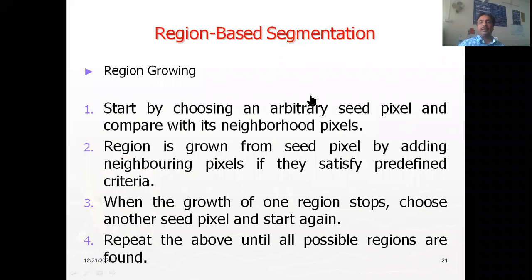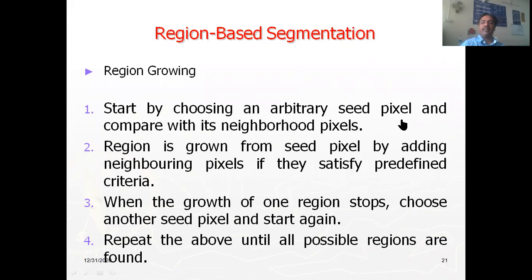Dear students, in the last video, we discussed the concept of region-based segmentation. There we discussed the region growing algorithm. The region growing algorithm is one of the simplest algorithms. Here we choose a seed pixel. We choose one arbitrary pixel as the seed pixel.